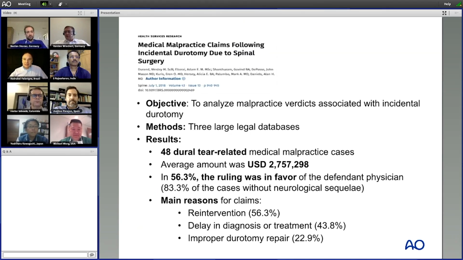Medical malpractice from incidental durotomy was observed in 48 cases. In half of them, the ruling was in favor of the defending physician. The main reasons for claims were delay in diagnosis or treatment, 43%, and improper durotomy repair. If you learn everything from this webinar, we'll save around $2,057,298. So you need to learn everything about incidental durotomy.